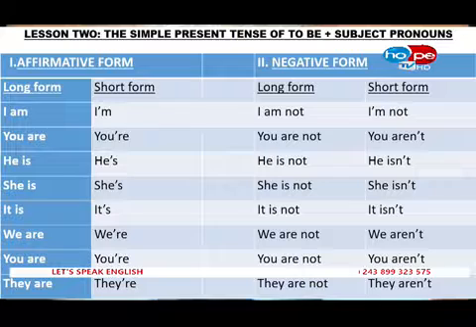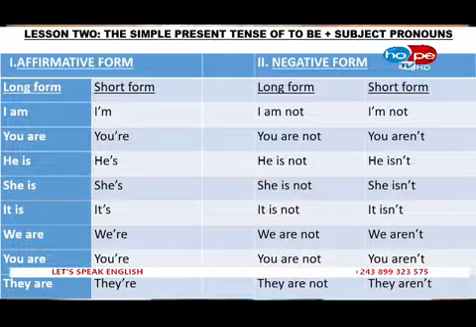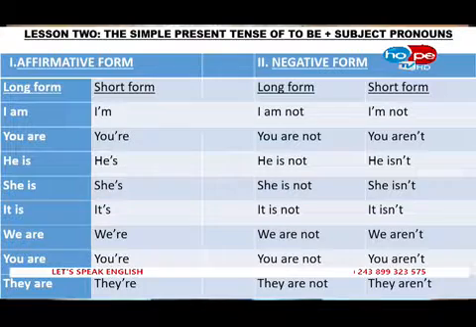And negative form. We also have short and long form. I start by long. I am not. You are not. He is not. She is not. It is not. We are not. You are not. They are not.